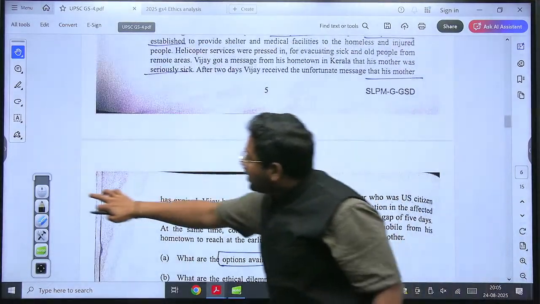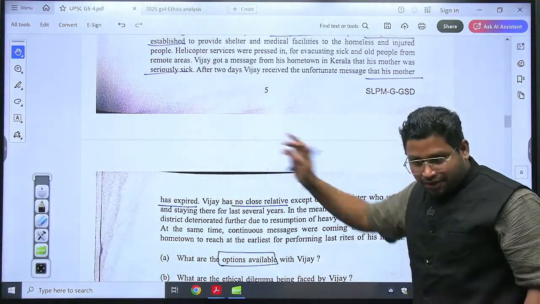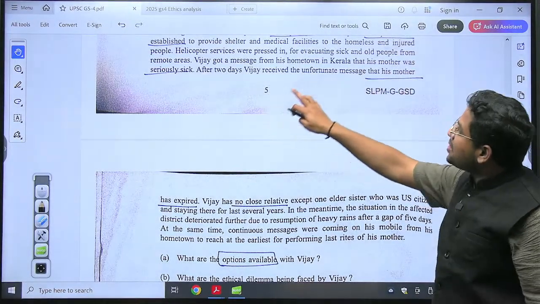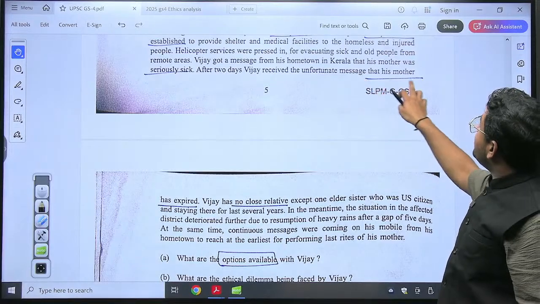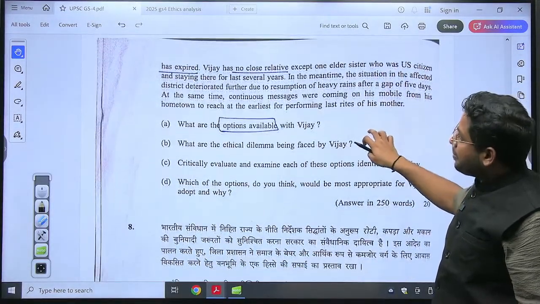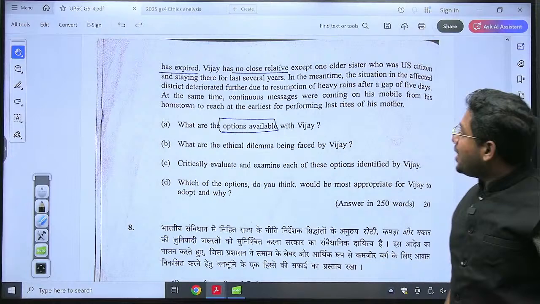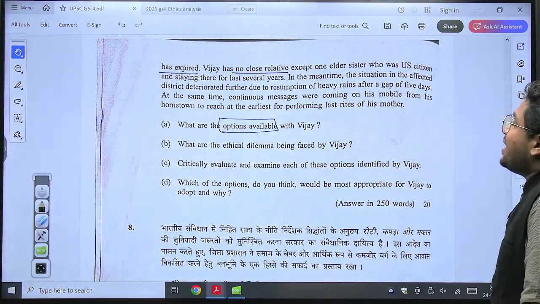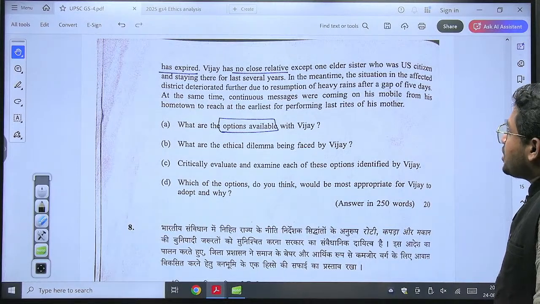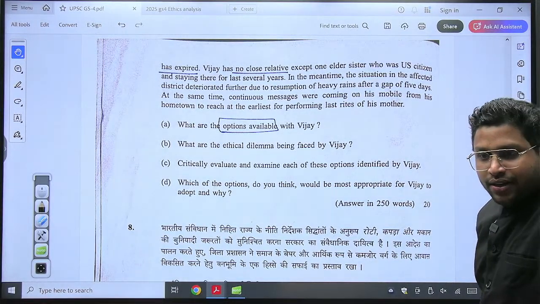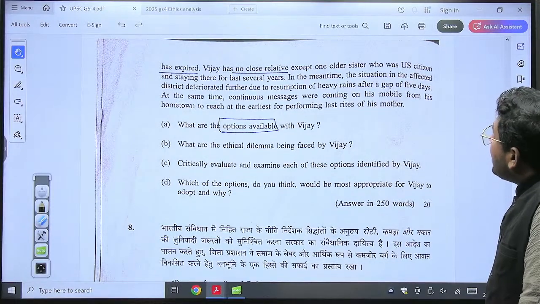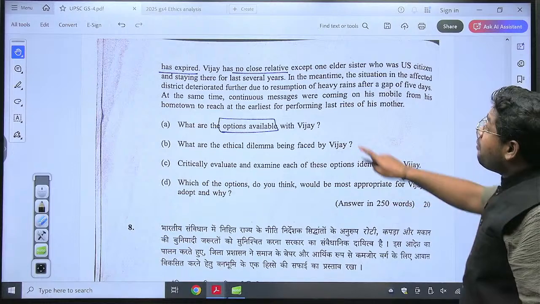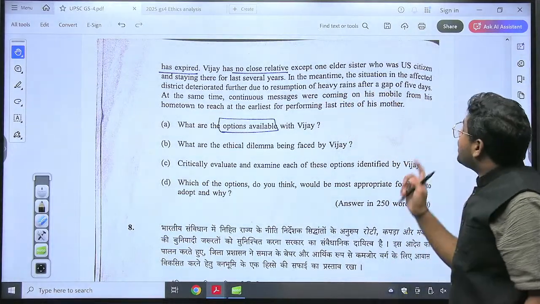Here comes your ethical dilemma, which starts from this. While reading, you can understand that his mother was seriously sick, and after 2 days he gets the message that his mother has expired. Vijay has no close relative except one elder sister who was a US citizen and staying there for the last several years. So no close relatives, right? In the meantime, the situation in the affected district deteriorated further due to resumption of heavy rains after a gap of 5 days.